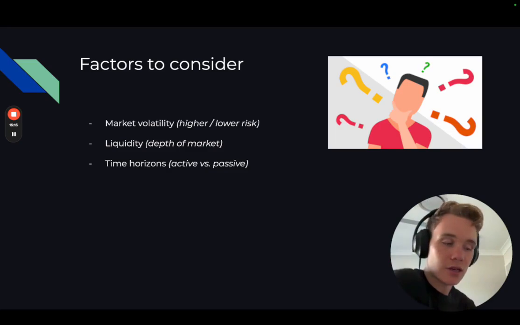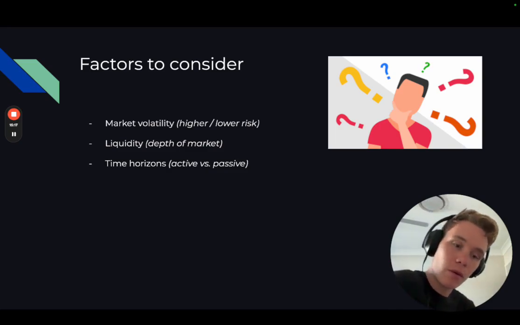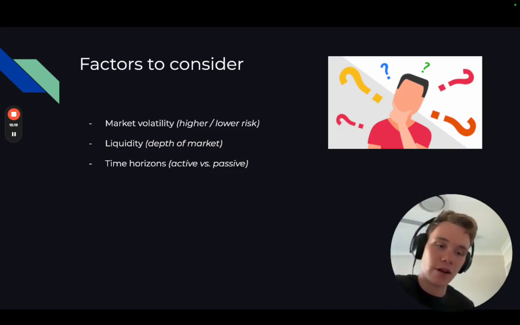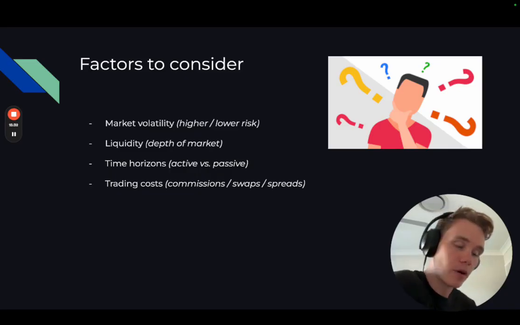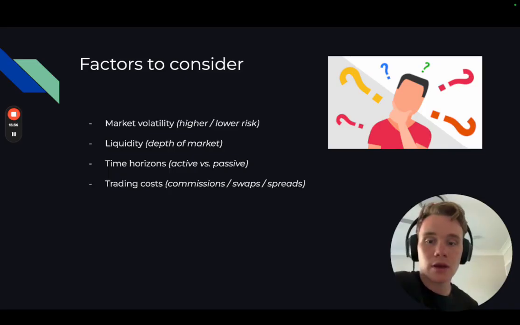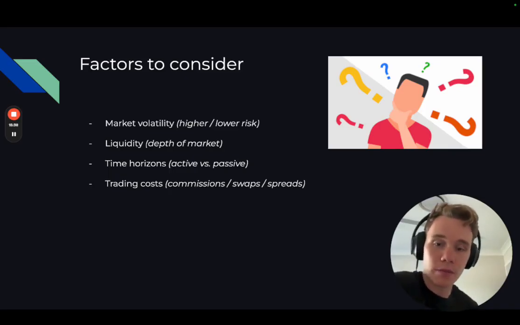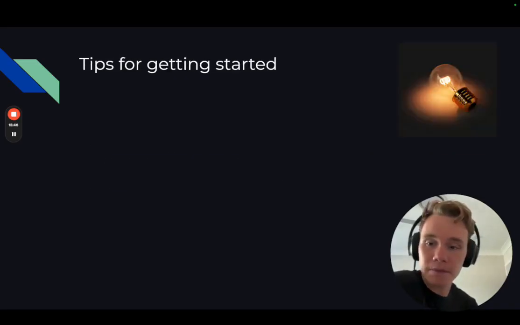Time horizons. Are you an active trader? Do you want to be on the ball every day, or do you want to be a passive trader and you just want to buy and hold the stock market for the longer term? You know, it's a balance between what your lifestyle is, the risk tolerance, and what it is that you like to do. Trading costs as well is a big one, maybe a bit more broker specific, but also the different instruments come with different fees. It would be a combination between the two, but commissions, swaps, and spreads.